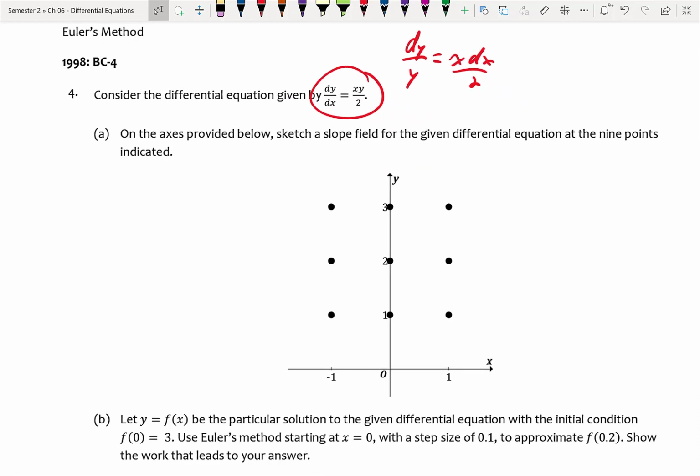And the first thing on this question said, sketch a slope field for the given differential equation at the 9 points indicated. This would be common for a question that you would see on this. It's only going to give you a few points. And in fact, 3 of them are going to be slopes of 0, right? Because at all those points, the x value is 0.